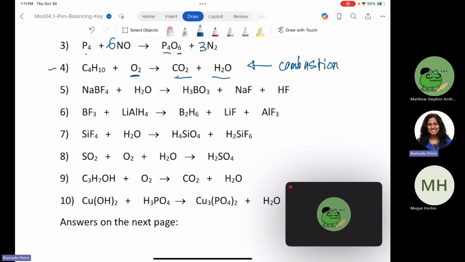Now we have 4 carbons on the reactant side, so I will add 4 in front of the carbon dioxide. And I have 10 hydrogens in the hydrocarbon, but the water molecule has only 2. So how can I make it equal to 10? I have to multiply those 2 hydrogens by 5 to make it equal to 10.